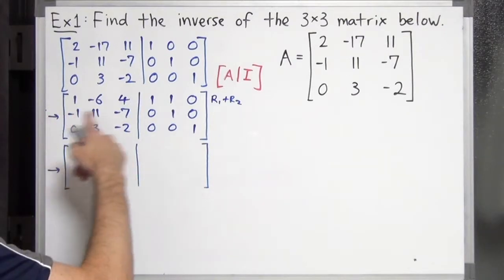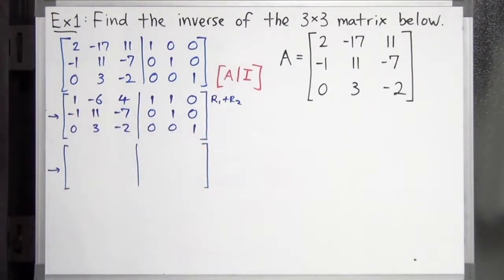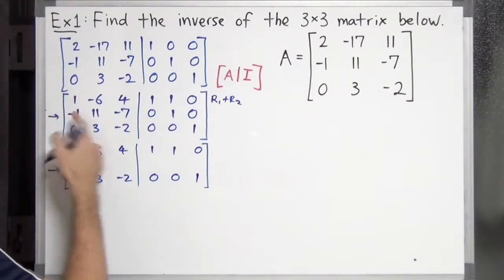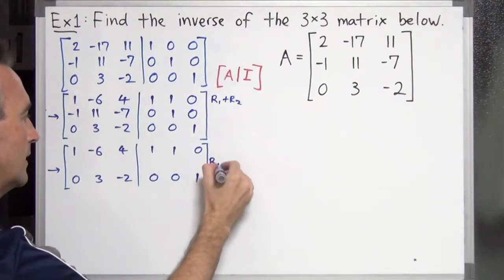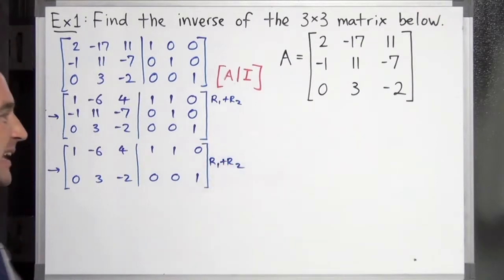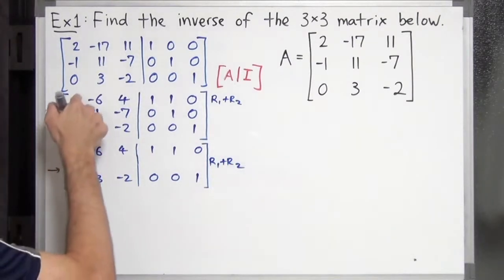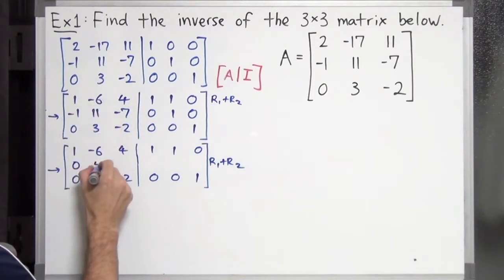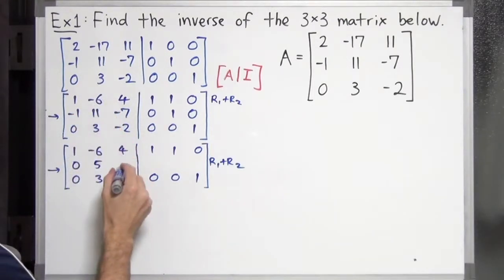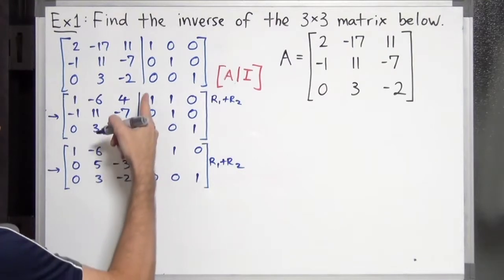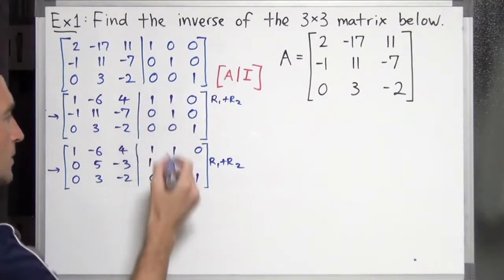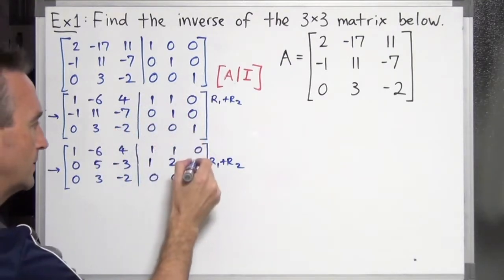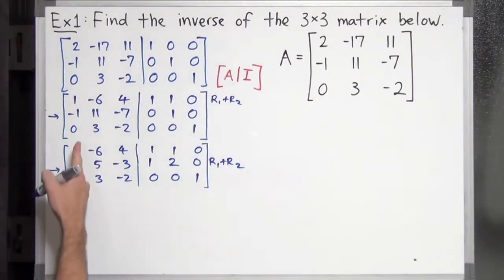The first row is not going to change and the third row is not going to change. Let's write them first. So how do I use this 1 to turn this into a 0? I'm just going to add row 1 and row 2. Again, weird, huh? Here we go. 1 plus -1 is 0. -6 plus 11 is 5. 4 plus -7 is -3. 1 plus 0, 1 plus 1, 0 plus 0. Okay, so we now have our 1, 0, 0.